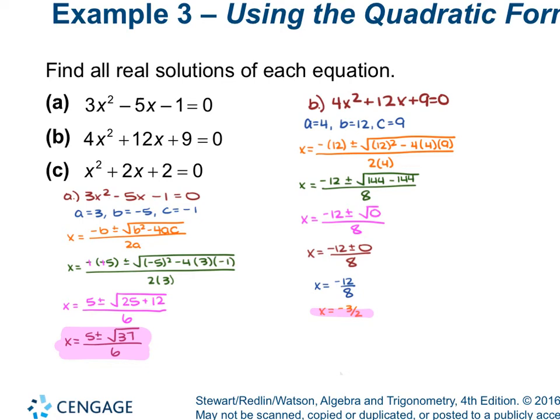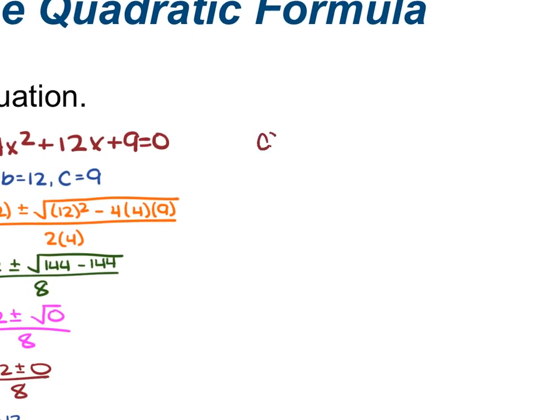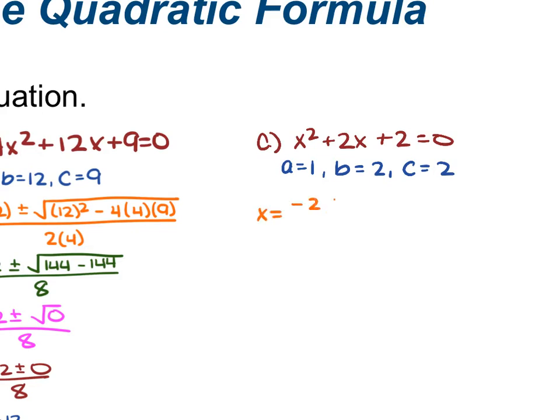For c, we have x squared plus 2x plus 2 is equal to 0. My equation is equal to 0. My a is 1, my b is 2, and my c is 2. So I'm going to plug this into my quadratic formula. I'm going to have x is equal to the opposite of b, which is negative 2, plus or minus the square root of b squared, so 2 squared, minus 4 times a, which is 1, times c, which is 2, all over 2 times a, which is 1.